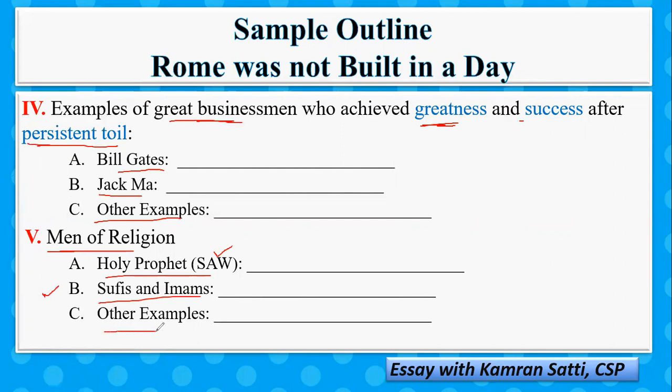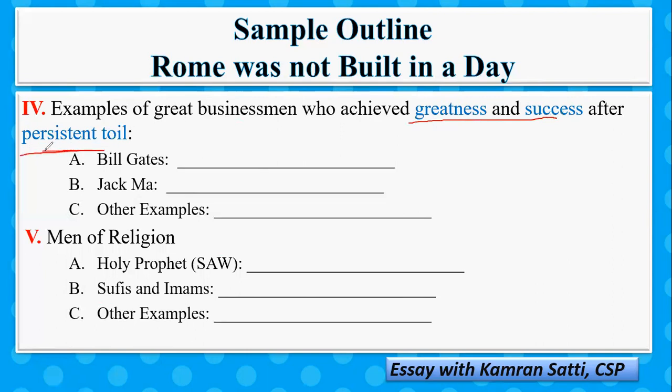Then I can cite some other examples, and it's up to you, whichever personalities come to your mind. But remember, they must meet two criteria. They must have achieved some great success or greatness after persistent toil. This is very important. If you keep in mind this limiting factor only, then it will convey to the examiner that you have properly understood the topic.